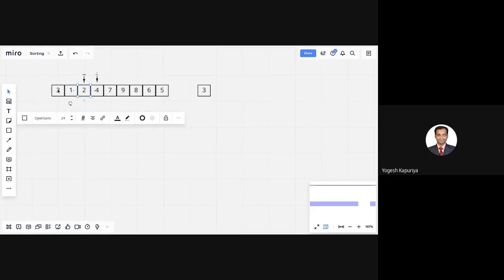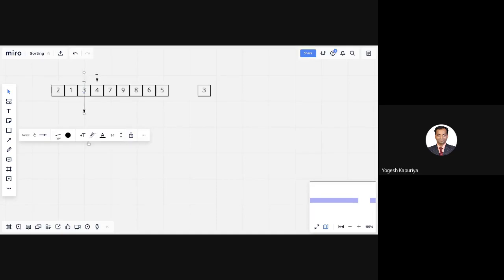So 2 will take the position of 3 and 3 will take the position of 2. We have swapped these two values, the algorithm has terminated, and this is the value which gives you the partitioning. By this particular element we are partitioning the array. I hope the partition algorithm is clear.